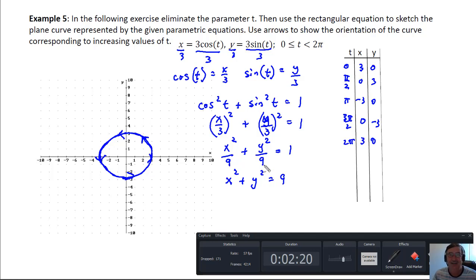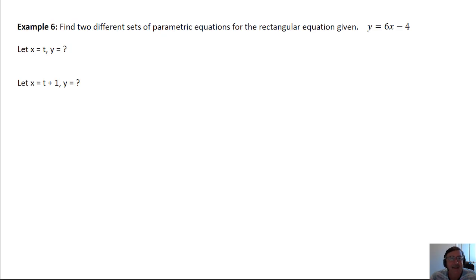In example 6, it says find two different sets of parametric equations for the given rectangular equation here, and you've got y equals 6x minus 4. So we can write infinitely many sets of parametric equations for a given rectangular equation by substituting in certain x values, let t be certain x values, and so forth. So let's look at this.